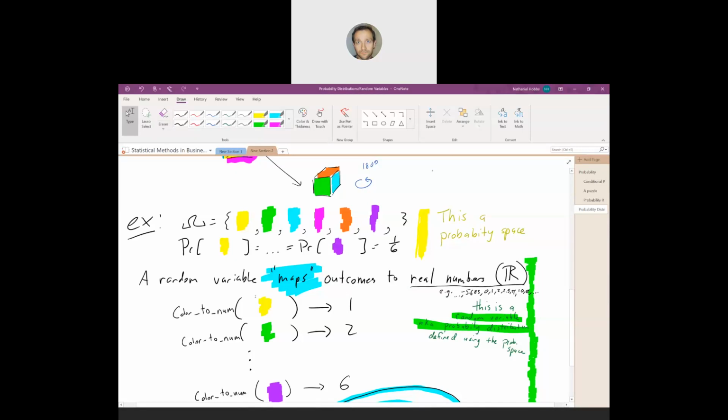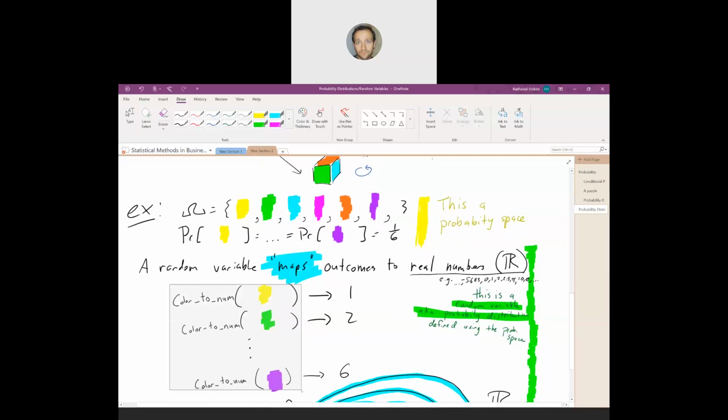So a random variable or a probability distribution will map these outcomes, and outcomes don't have to be numbers, but the result is a number. So I could assign numbers to each of these colors. Maybe I want to make it more like a regular die. And so I'm saying, okay, well, if a yellow one comes up, I'll call that a 1. If I see a green, I'll call that a 2. Or if I see a purple, I'll call that a 6. And the other things in between.